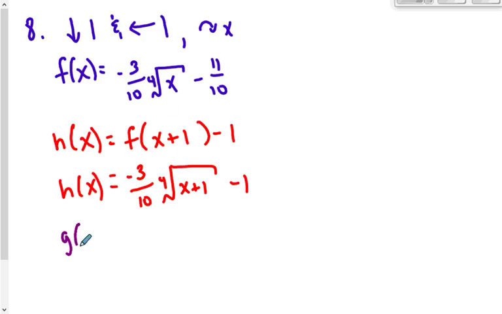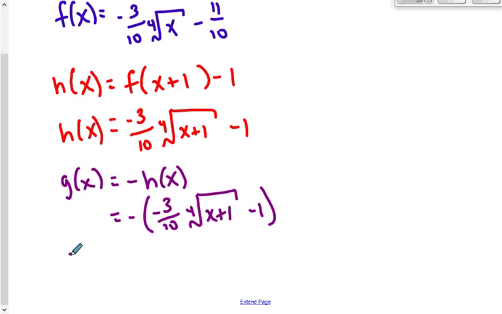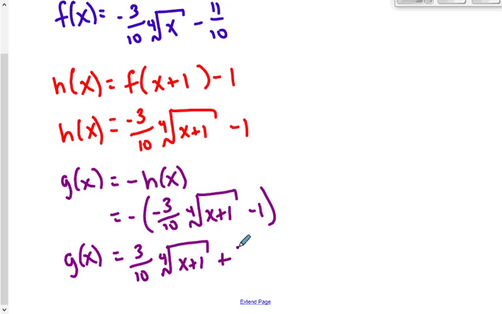Now, g of x is the reflection over the x. And you said a while ago negative on the outside, which is right. I just couldn't do it yet. So negative times the whole thing. Negative, put in parentheses, -3/10 times the 4th root of x plus 1 minus 1. When you distribute that negative, negative times negative 3 over 10 is positive 3 over 10, fourth root of x plus 1. That's all one thing right there. And then negative times negative 1 is positive 1, and we've messed up.